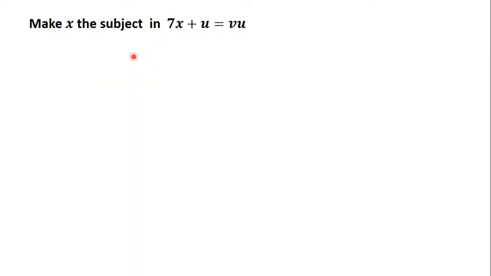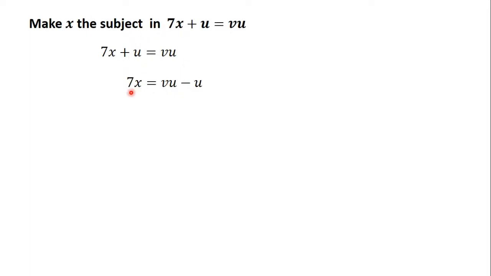Make x the subject in 7x plus u is equal to vu. What do we do? You identify the term with the new subject. The term with the new subject is 7x. Make sure that it stands alone. So I will keep 7x on the left hand side because it's already here. Then I will take u from the left hand side and send it over to the right hand side. So I'll get 7x is equal to vu minus u, because u was positive here. So when it crosses to this side, it becomes negative.